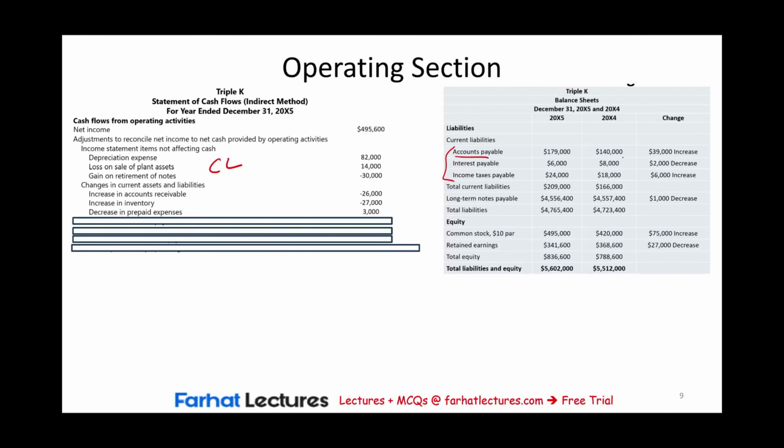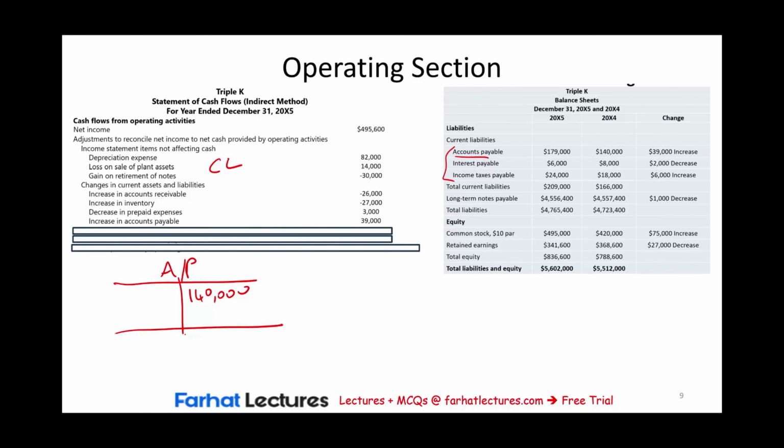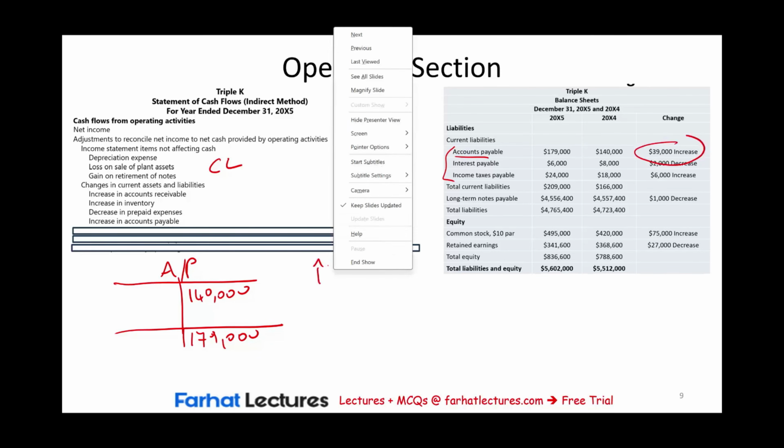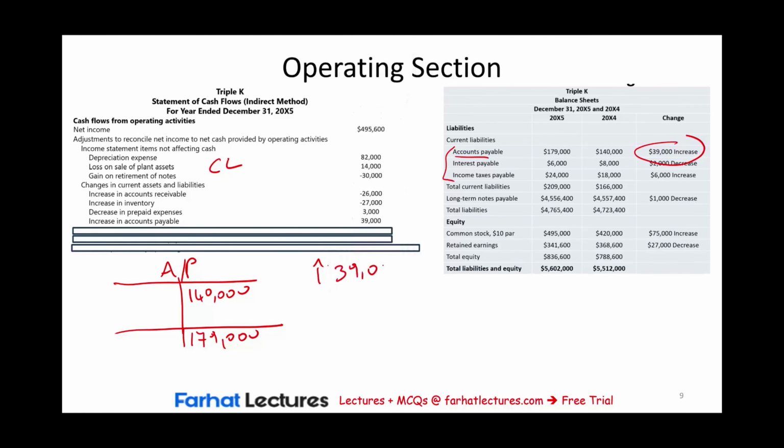Starting with accounts payable. Accounts payable went from 140,000 to 179,000. Okay, there was an increase of 39,000. Let's just understand this increase. So again, we had many transactions. We purchased on account. We paid off accounts payable. All in all, the net change is an increase.